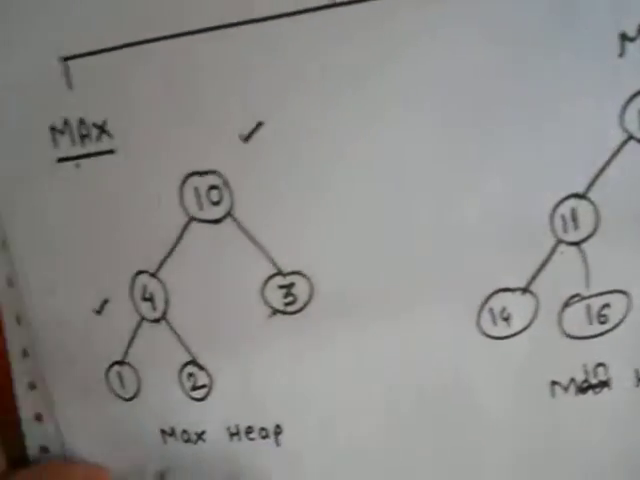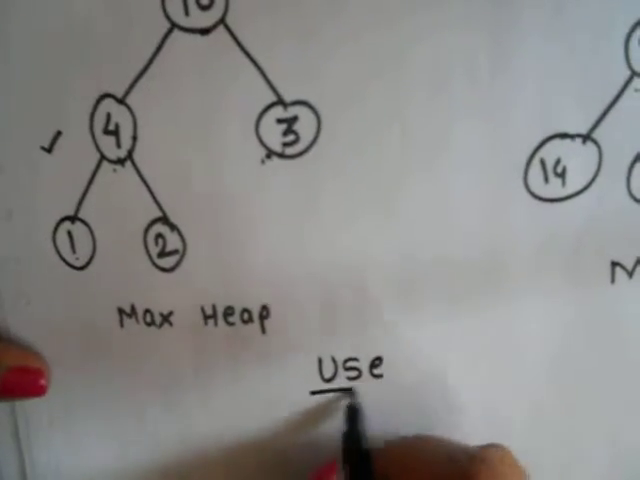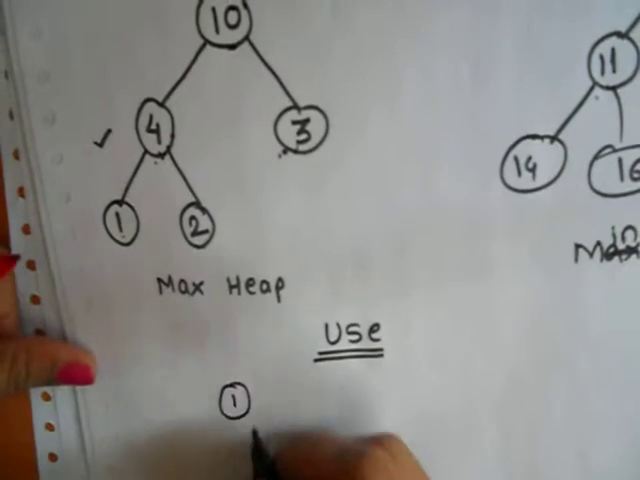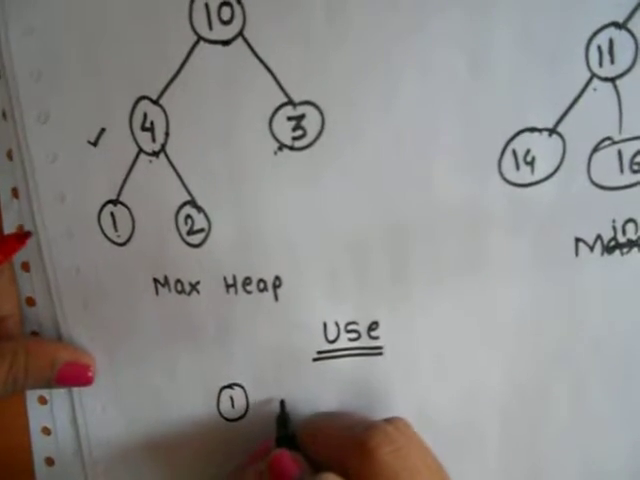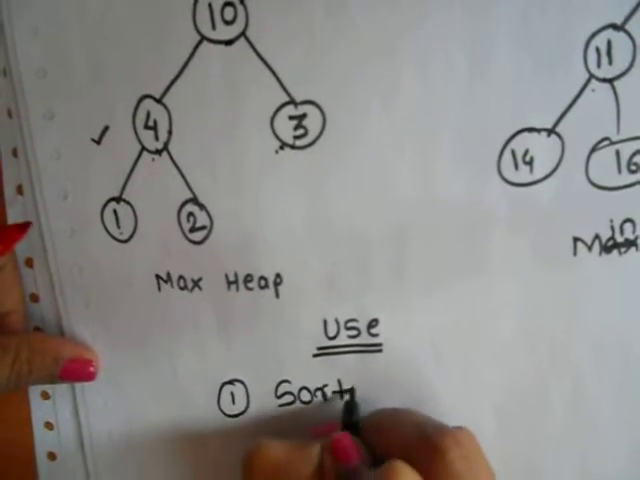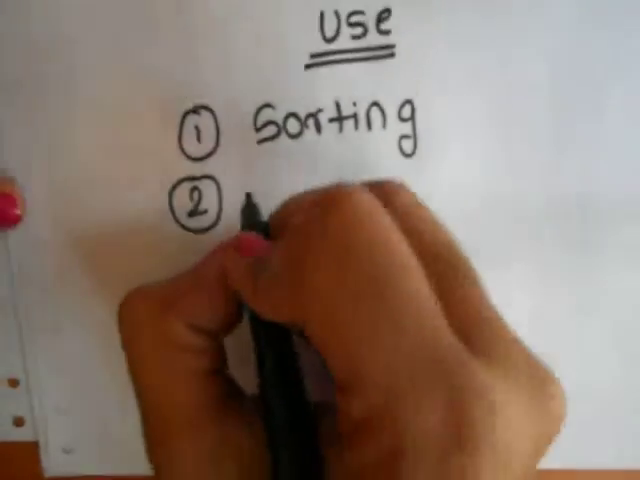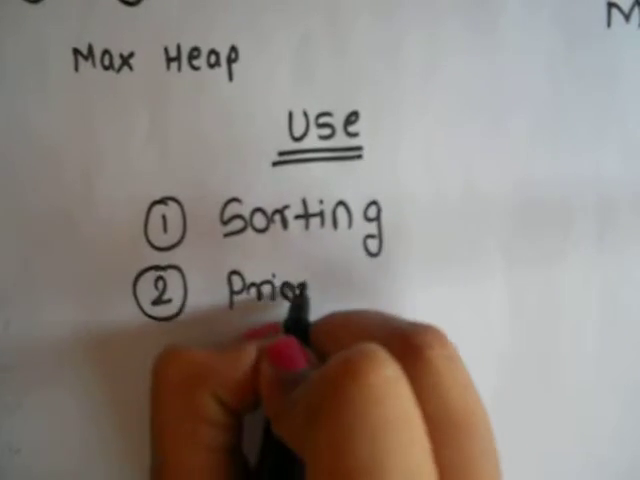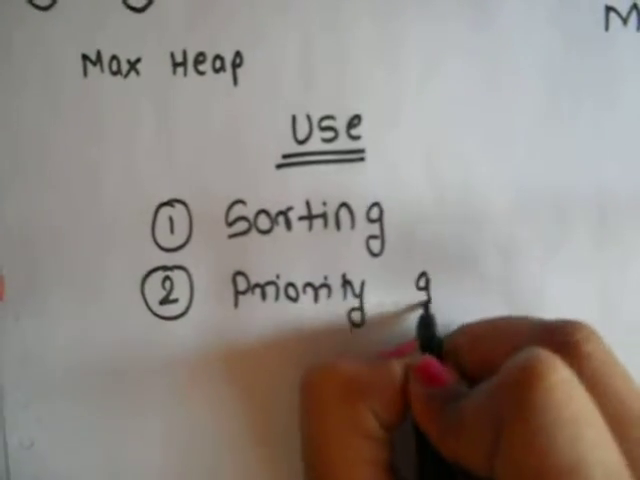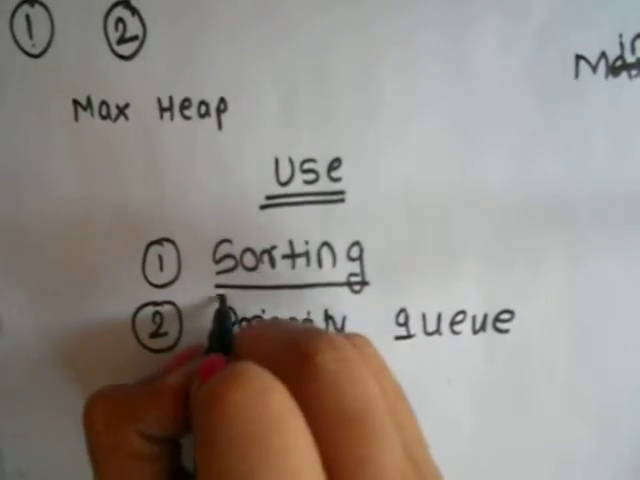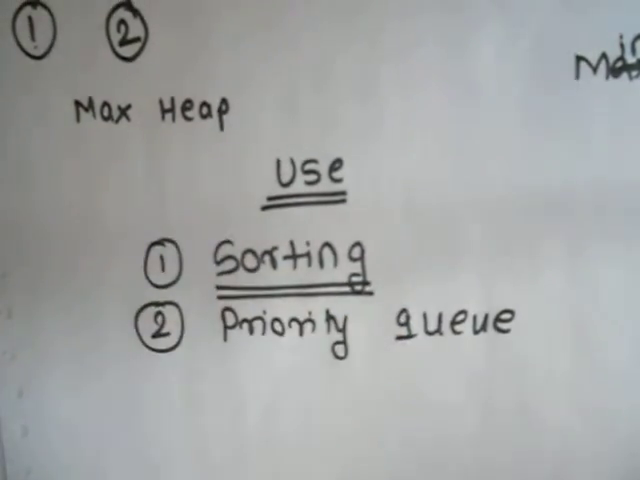Now what is the use of heap? So the first use of heap is sorting. We can also use heap for priority queue. So today we will discuss the application of heap for sorting.